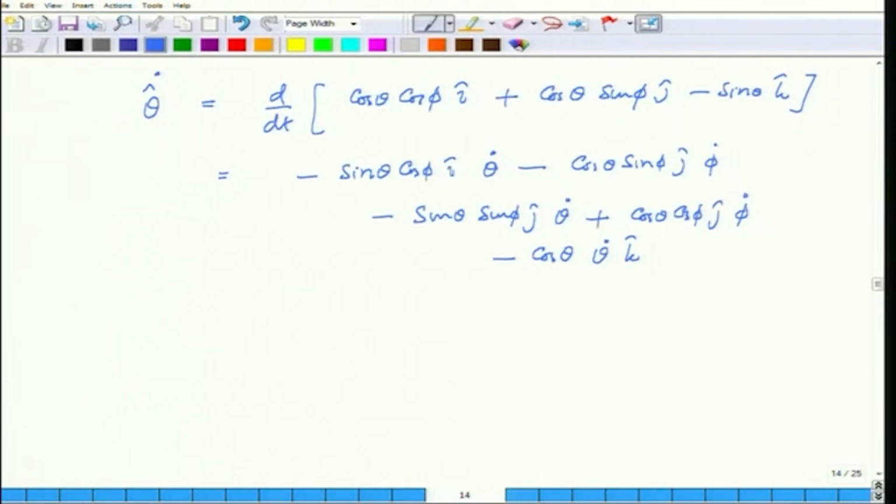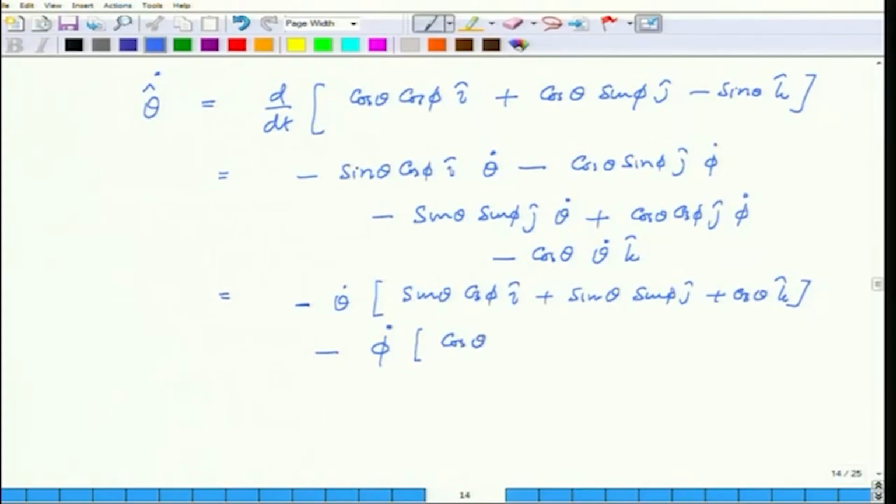If I collect all the theta dot terms, this I can write as theta dot with a minus sign, sine theta cosine phi I plus sine theta sine phi j plus cosine theta k, minus, let me also collect phi dot terms, minus phi dot in the bracket cosine theta sine phi I, minus cosine theta cosine phi j. I made a mistake here, I am correcting it with red, it was I.